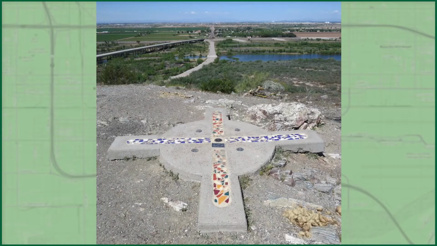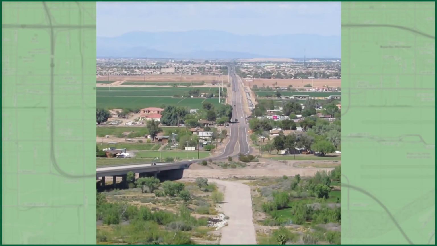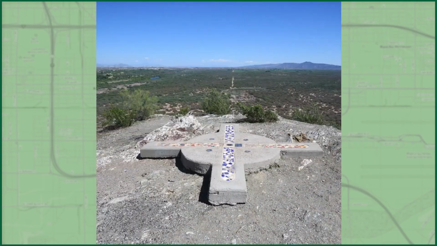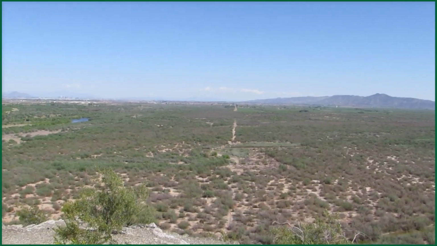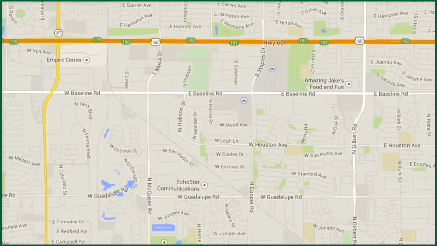The initial point consists of a principal meridian pointing north and south, which aligns with Avondale Boulevard, and a baseline, which points east and west, which aligns with Baseline Road. Baseline Road cuts across the entire Phoenix metropolitan area.